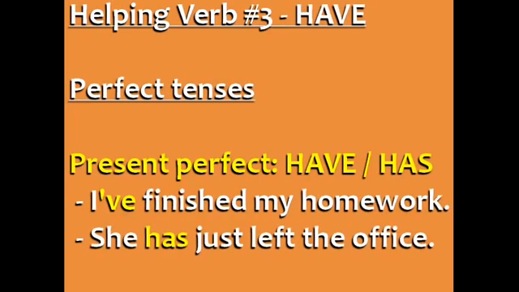Helping verb number 3 is have. Use have to form perfect tenses. In the present perfect, use have and has. I've finished my homework. She has just left the office.